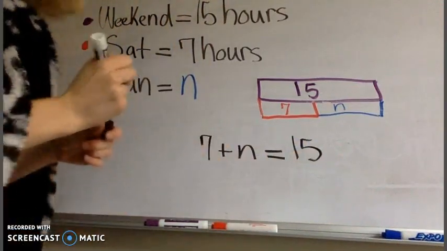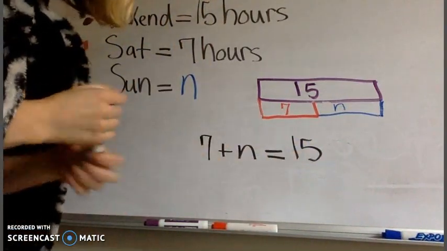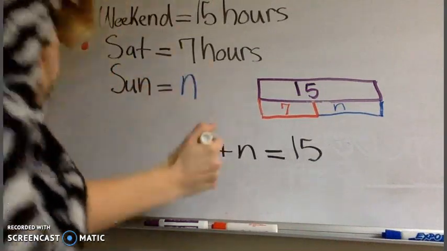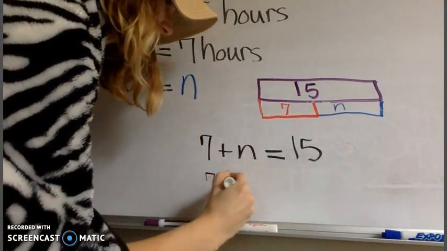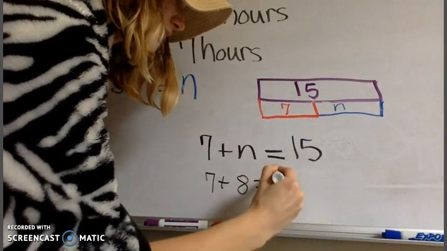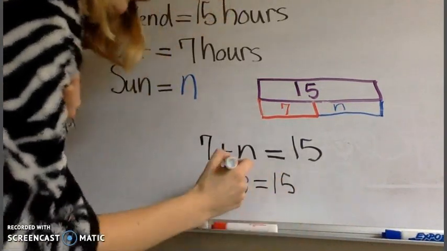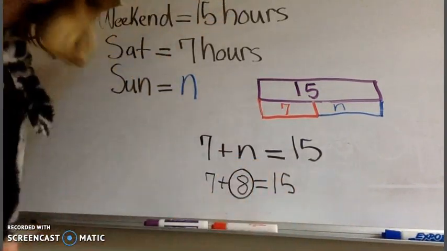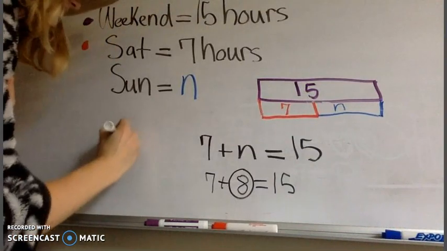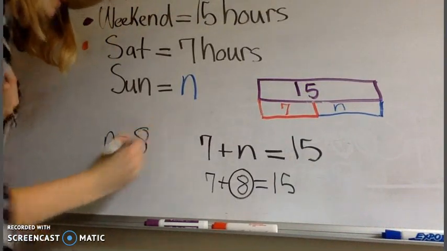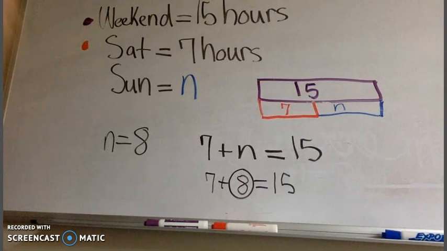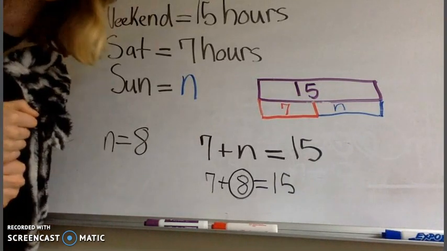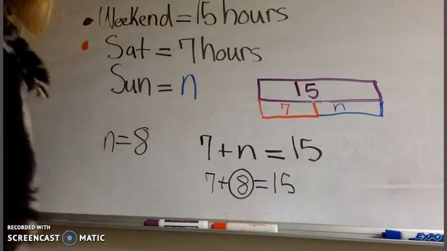Now we solve. 7 plus what equals 15? This is pretty easy to do. 7 plus 8 equals 15. So 8 is what our variable equals. N equals 8. That is the amount of time that Miss Raycamp spent playing Fortnite in hours on Sunday.